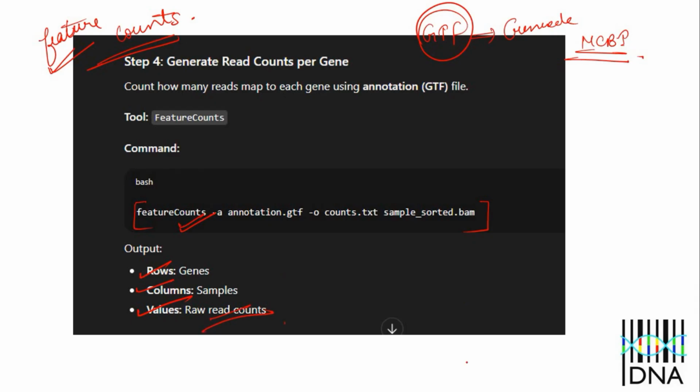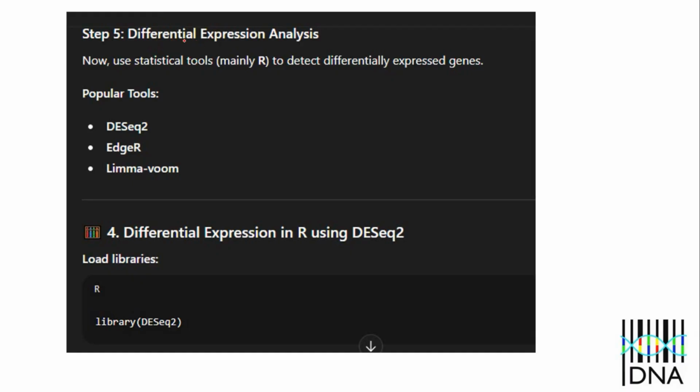Okay. Then all these tasks we perform on Ubuntu or WSL. Then the next step is differential gene expression. For the differential gene expression, now we move to RStudio. Here first we download the package. If we want to use DESeq2, then we download this. Okay. First step is installation.